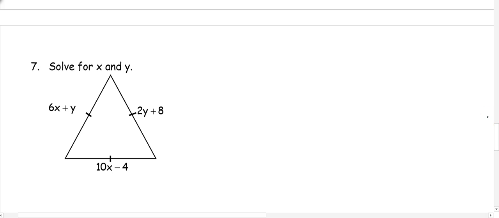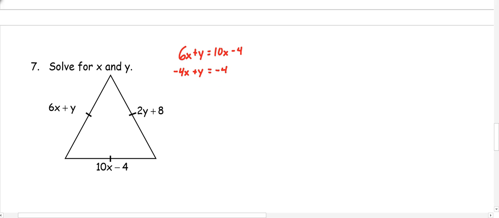Number 7, solve for x and y. So I know that all of the legs are congruent. So I need to make two equations. So I'm just going to pick any two sides. I'm going to pick 6x plus y equals 10x minus 4. So I see there's an x and a y, so I need to get the x to the same side. So I'm going to subtract 10x from both sides. Negative 4x plus y equals negative 4.